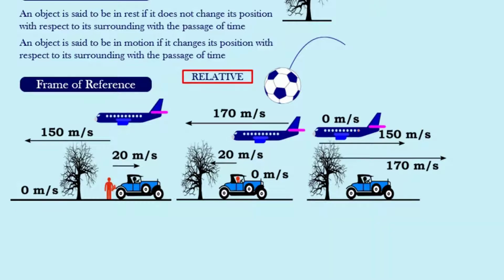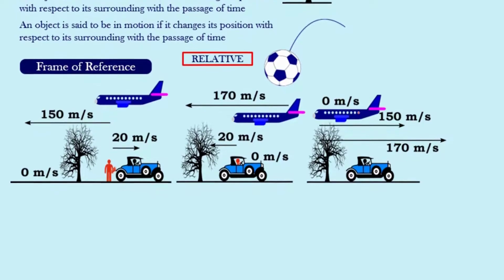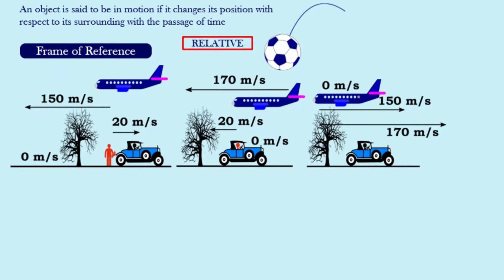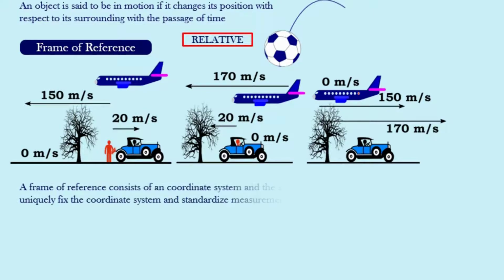We find here three observations of the same incident with completely different outcomes. It may be difficult to believe, but each observation is correct based on the frame of reference associated with the observer. Hence, the frame of reference can be defined as an abstract coordinate system and the set of physical reference points that uniquely fix the coordinate system and standardize measurements within that frame.